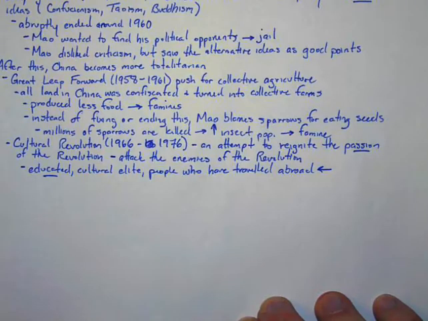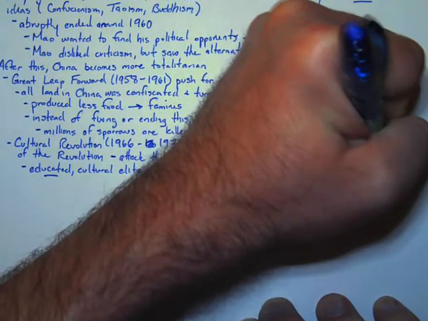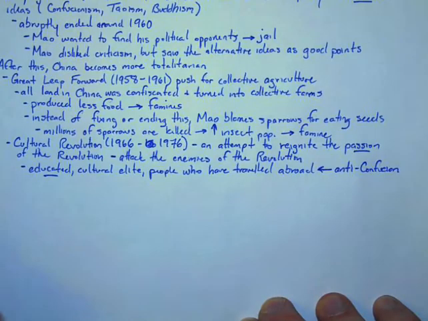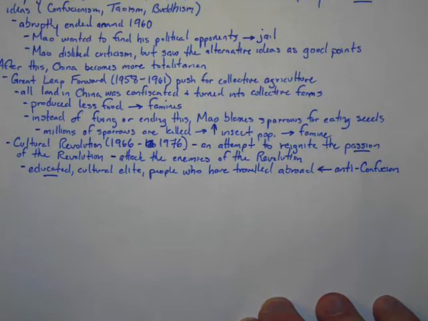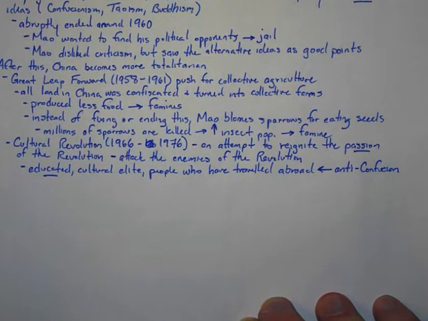Now, this is a very anti-Confucian idea. Because for about 2,000 years, China has focused on education. Education is the key to advancement. But now we're going to turn that around and say that educated people are actually the enemies of the revolution. If we get rid of the educated people, then they're not going to question what the Communist Party is doing.